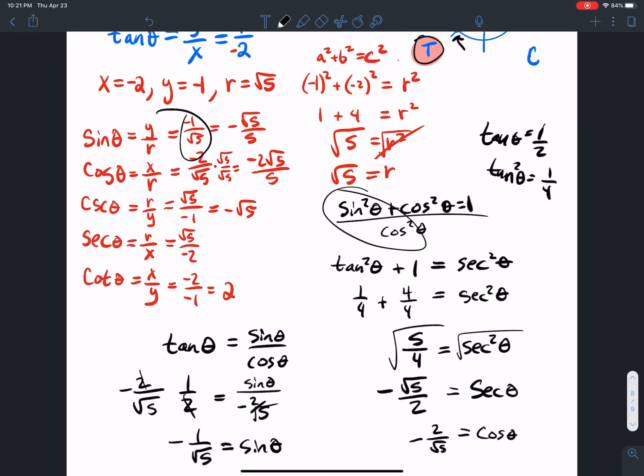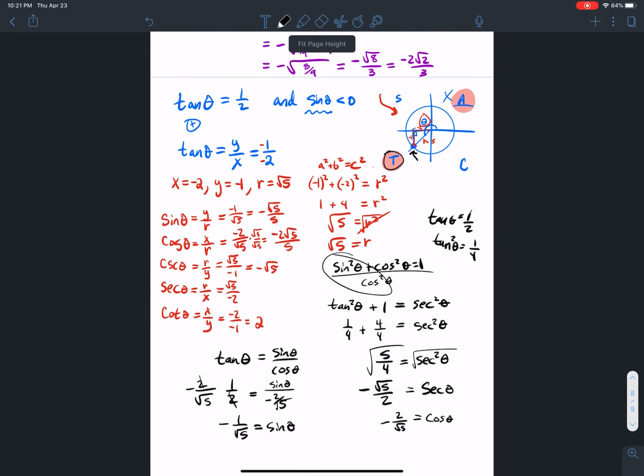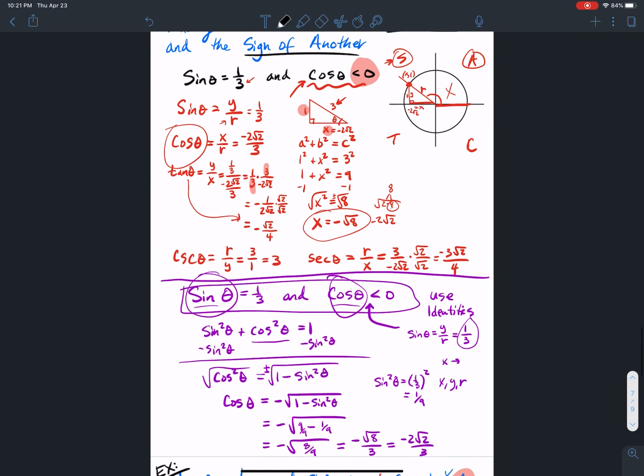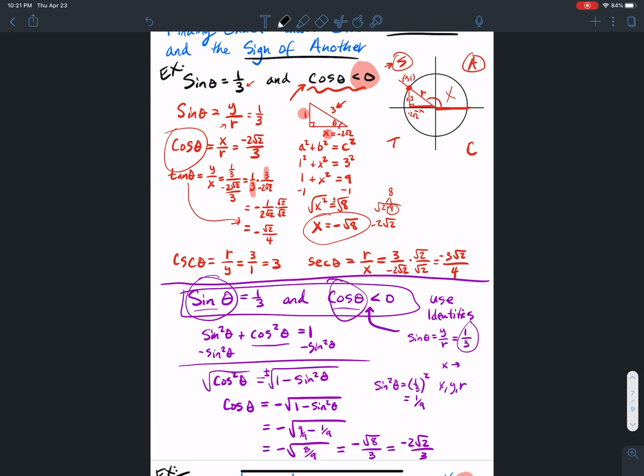So just another way to work through it if you need more than one way. Okay, so those two examples, hopefully that helps you out. All right, guys, good luck on your homework.